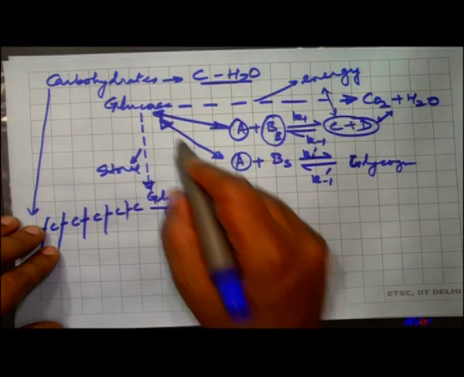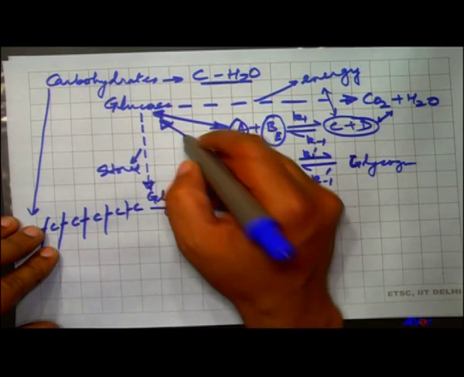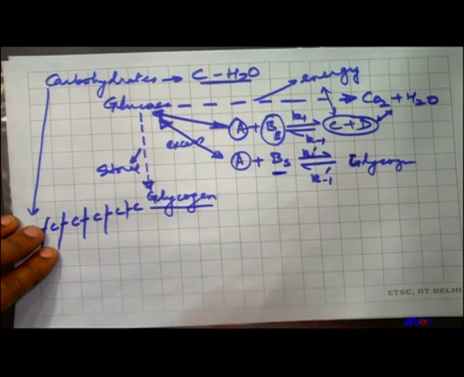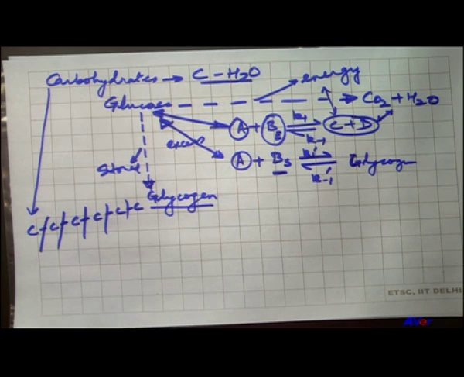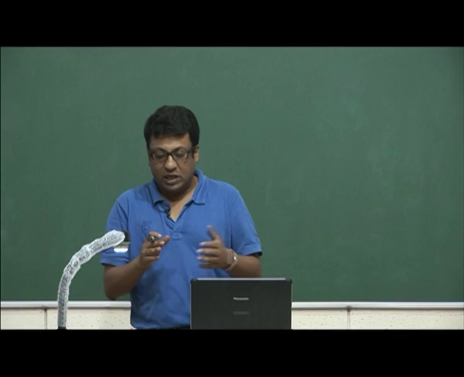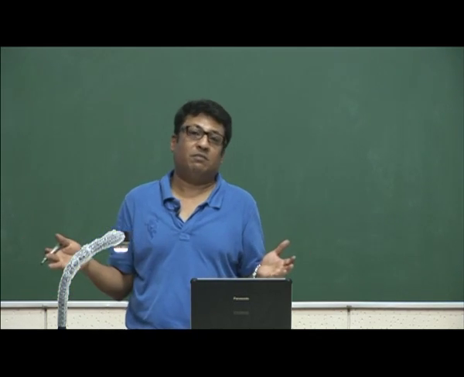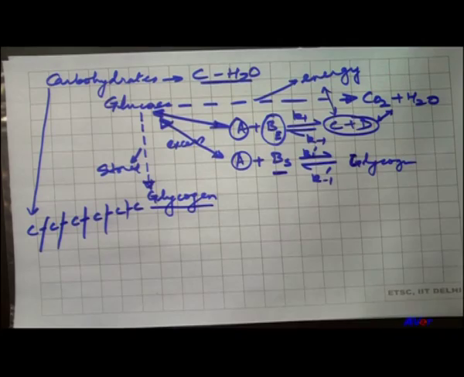In this case, this excess glucose, excess mind you, is going to go and react with S. Now, how is that possible? How does glucose know that I have to react with S only if I am in excess? It does not.